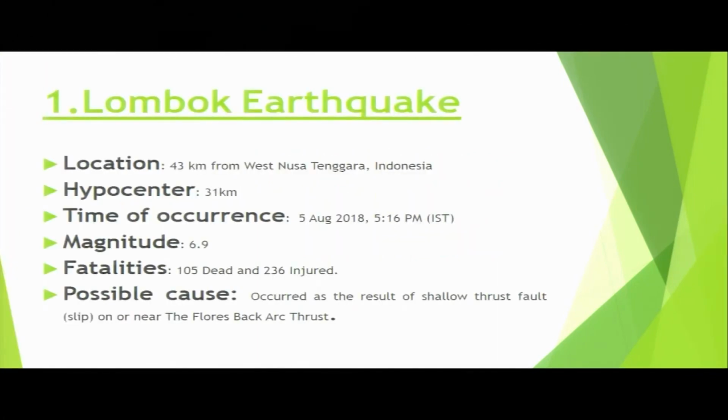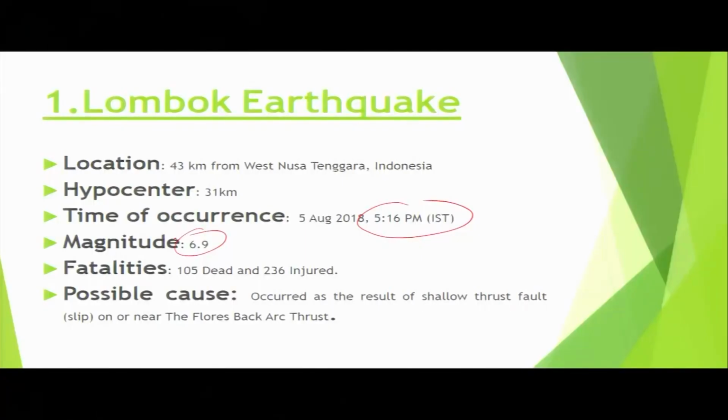So as we go, the first calamity or hazard is earthquake, the Lombok earthquake, whose location is around 43 km from West Nusa Tenggara, Indonesia. The hypocenter, meaning where the earthquake originated, is around 31 km depth from the earth's surface. Time of occurrence was 5th August 2018. The magnitude of this earthquake was 6.9, which can be called a mega earthquake. The fatalities involved were around 105 dead and 236 injured.